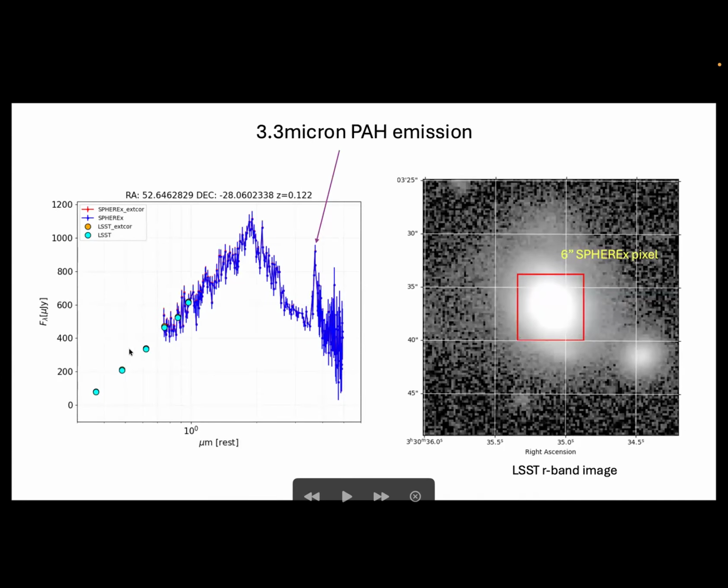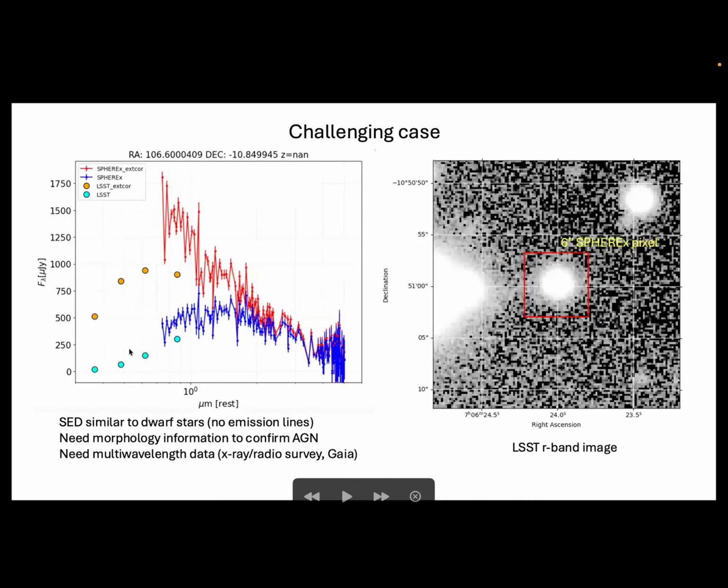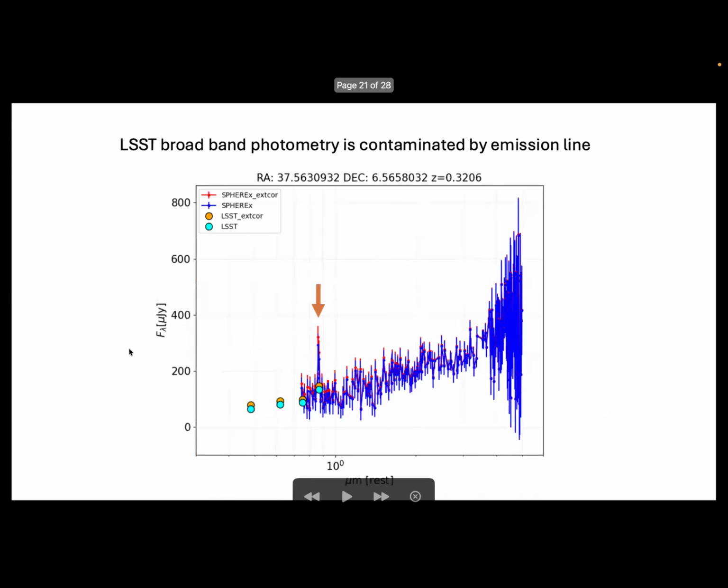This case is a similarly extended galaxy, but the SPHEREx and LSST SEDs are pretty consistent, and it has the 3.3 micron PAH emission as well. But this is a pretty challenging case. Let's assume, without knowing anything, that we don't have any existing data set. We see this object and look at the spectrum from LSST and SPHEREx. It is quite similar to a stellar spectrum, with still no emission, so it's very difficult. But if we then use morphology information from the LSST images and check other data, such as the radio data from the Square Kilometre Array, we may be able to confirm this is an AGN, not a star.